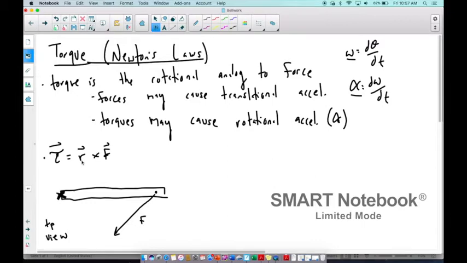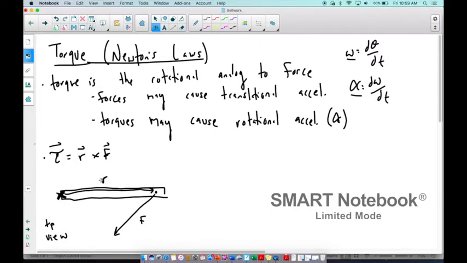Let's talk about what this r vector is. That r vector, and you'll see it written in different ways, it could be an s sometimes. That is just a distance, a position vector, or sometimes you can think about it as a displacement vector. This is the most complicated and the most important part of this equation, so listen carefully. That r vector is a position vector from the axis of rotation to the point of contact of the force. So my r vector is right here, and it has a length of r.